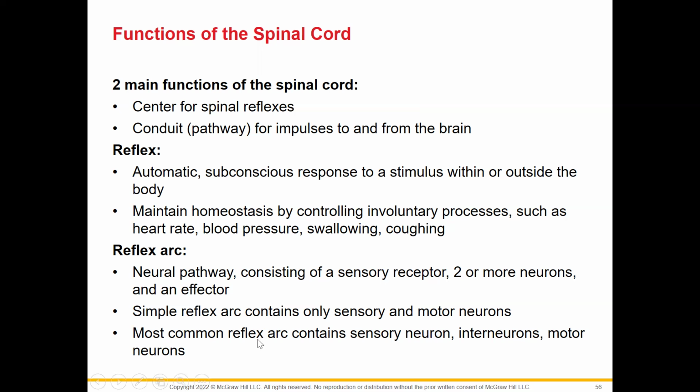The most common reflex arc contains sensory neuron, interneuron, and motor neuron. So most common will contain three different types of neurons. Sensory neuron taking information to the central nervous system, interneuron in the central nervous system to process that information, motor neuron to send a signal to carry out the decision of the central nervous system. That is the most common reflex arc, but the most simple reflex arc is the same thing without the interneurons.